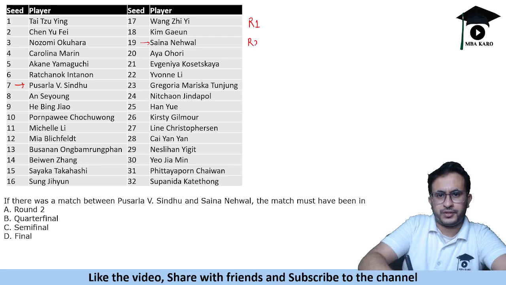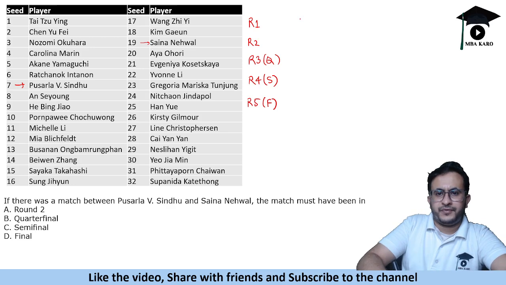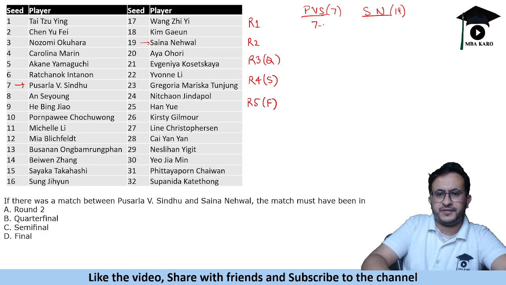So this is round 1, round 2, round 3, that is quarter final, round 4 is semi final, and round 5 is final. Okay, so when we talk about PV Sindhu and Saina Nehwal, PV Sindhu's rank is 7 and Saina Nehwal's rank is 19. Okay, so in round 1 the seed sum is 33, so it is 7 versus 26. Second round the seed sum is 17, 9 and then 5 and then 3.